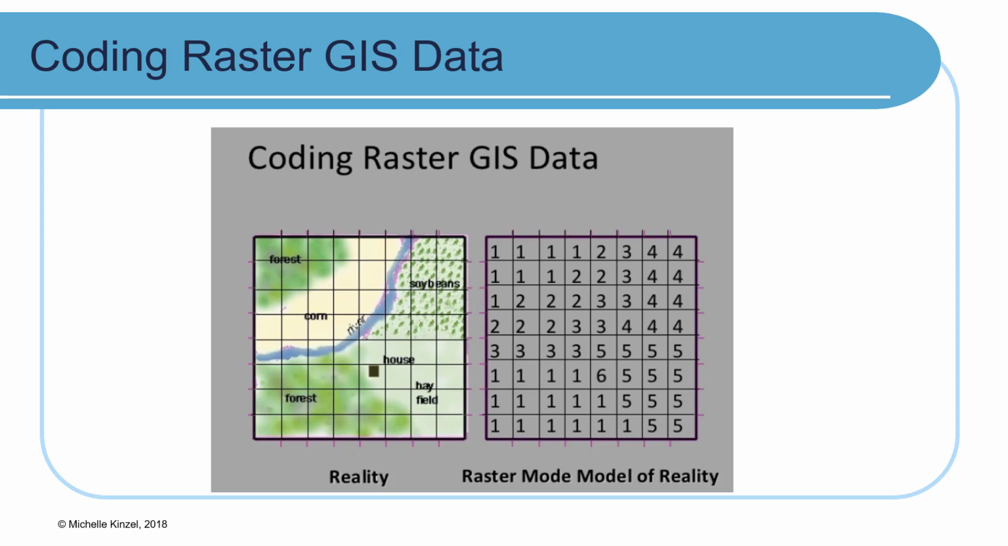So again, here's an example of coding raster GIS data, and you can see that forest has been coded with the number 1, corn is 2, soybeans are 4, and the house is number 6, and then the hayfield is 5. So this is a way of putting metadata, or putting codes, to what each of those pixels represents.